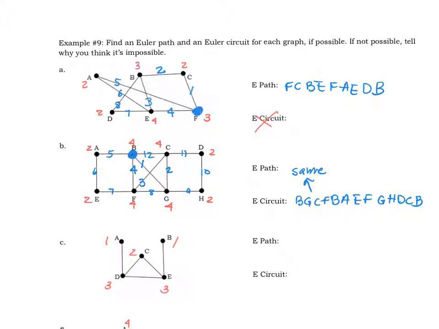All right, if we look at C, I've got 1, 2, 3, 4 odd vertices. So it'll be impossible. Sorry for that. And again, it's because I have 4 odd vertices.